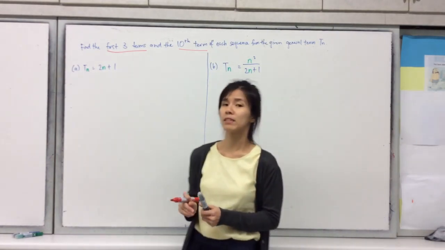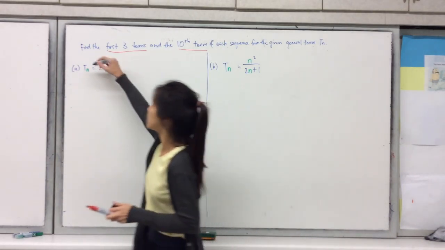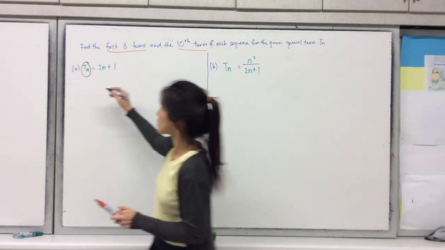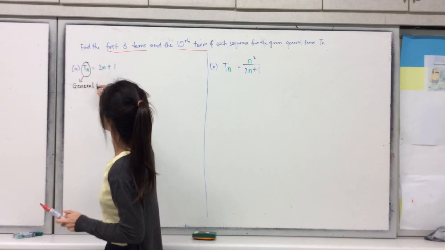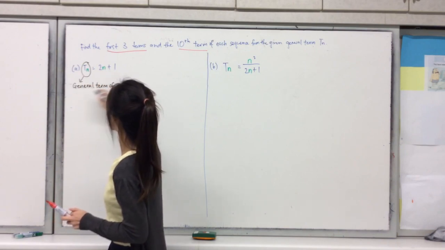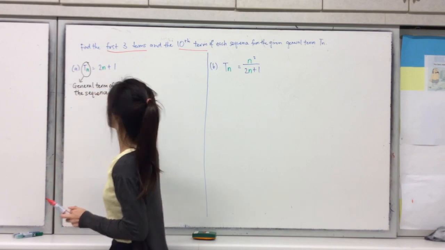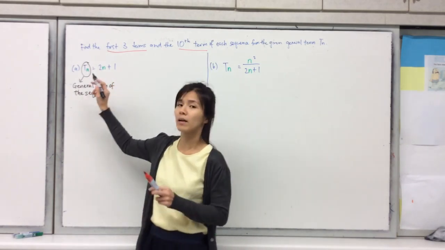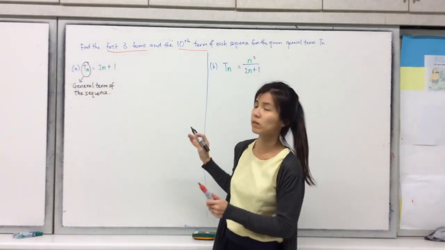Okay, so for part A, we have Tn equals to 2n plus 1. So ask yourself, what is Tn? And you realize that Tn is actually the general term of the sequence. Next, you will realize that this green n in Tn is the same as this n on the right hand side of this whole general term.